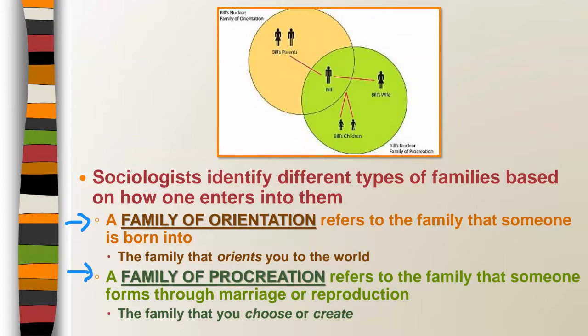So, family of orientation is the family that orients us to the world, the family that socializes us, the family that raises us from a young age and teaches us all about the world and how to view it and how to interpret it. So your family of orientation is usually the family that you're born into or that you're adopted into. And your family of procreation is the family that you create, the one that you choose later on in your life and create yourself. So this is the one that is usually formed through marriage or through reproduction.